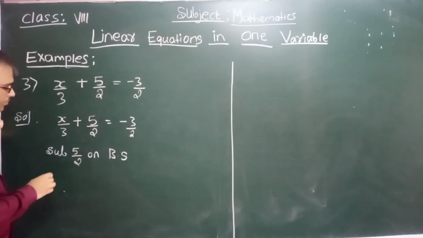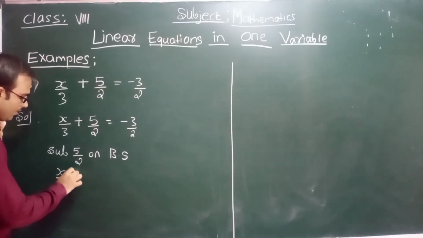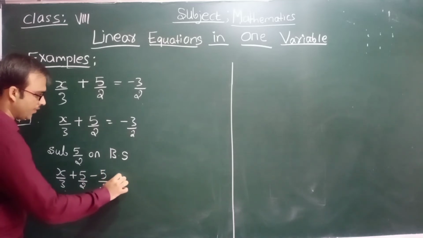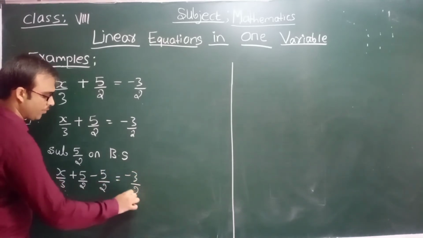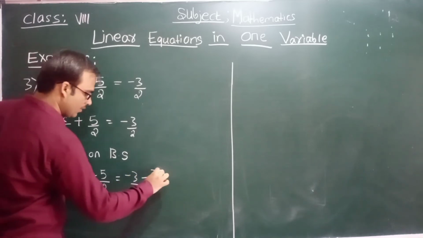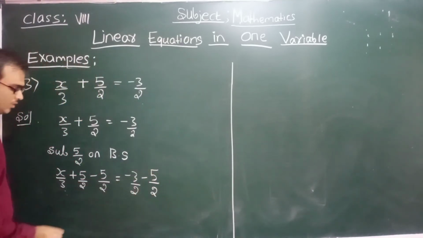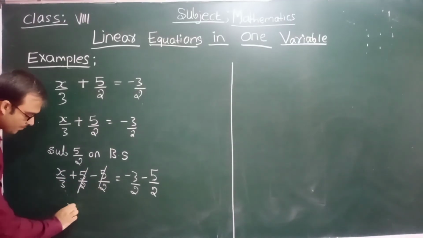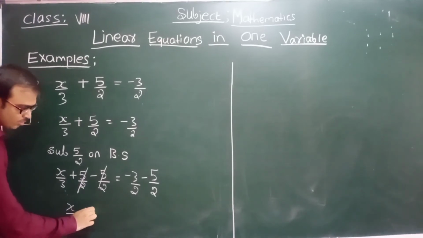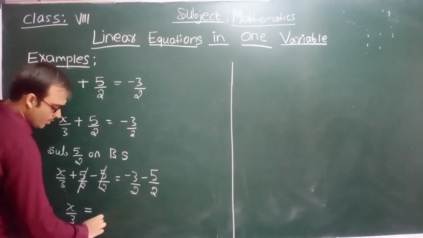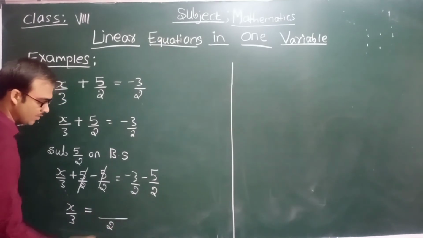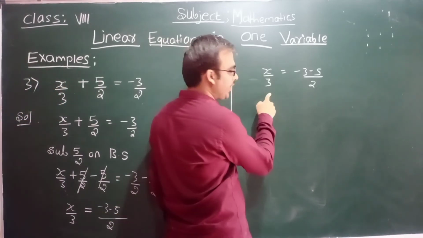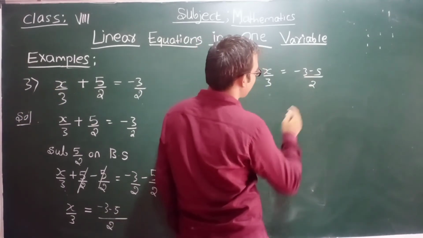So now x by 3 plus 5 by 2 minus 5 by 2 equals minus 3 by 2 minus 5 by 2. So plus 5 by 2 and minus 5 by 2 will get cancelled. So x by 3 equals, look here, the denominator is the same, no? As the denominator is the same, take it as it is. Minus 3 minus 5. Look here, x by 3 equals minus 3 minus 5 by 2.